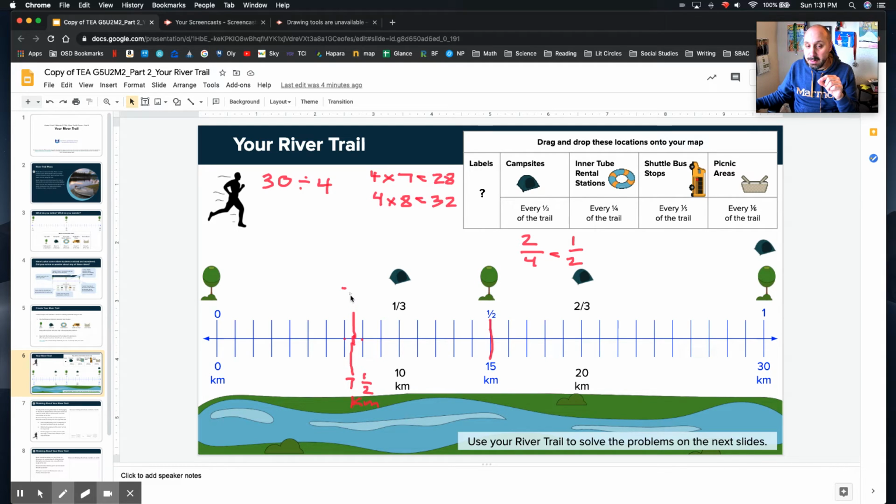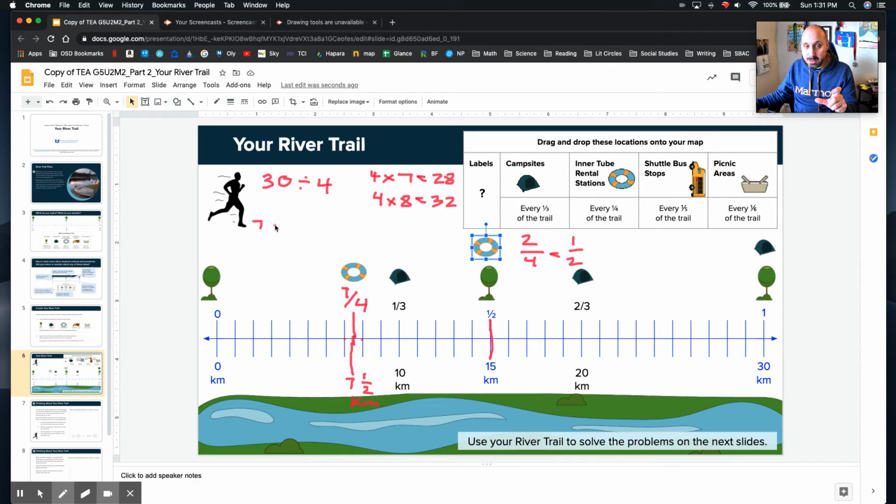So up here, we will have 1/4 of the trail. So 1/4 of the trail is 7 and a half. And if I wanted to keep that, I would move my rental station right there. So 1/4 of the trail is 7 and a half kilometers. 2/4 of the trail is 15 kilometers. So that's that. And then I need another fourth here. So if a fourth is every 7 and a half, so if I go up 7 and a half, count another 7 and a half, 7 and a half plus 7 and a half is 15.